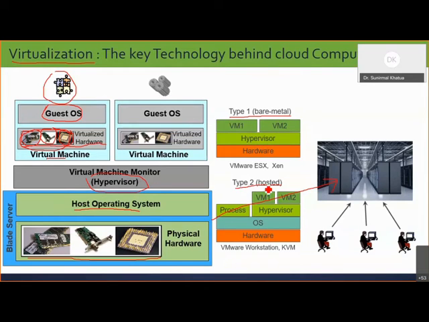Compared to that, in type 2, which is called hosted, the hypervisor is running like any other process on top of the OS, and it creates the virtual machines. So based on your requirement, you can choose any of them. The examples I have already mentioned: Xen, VMware, Hyper-V. These are examples of type 1, and VMware Workstation or KVM.